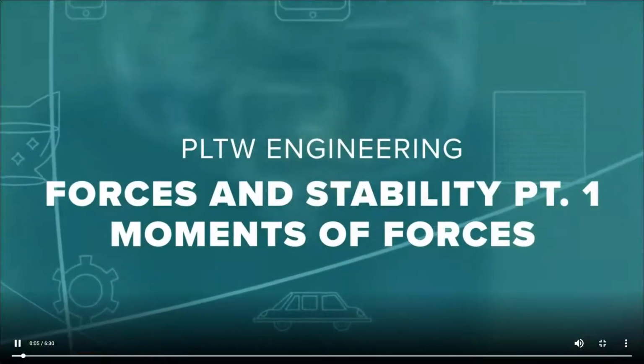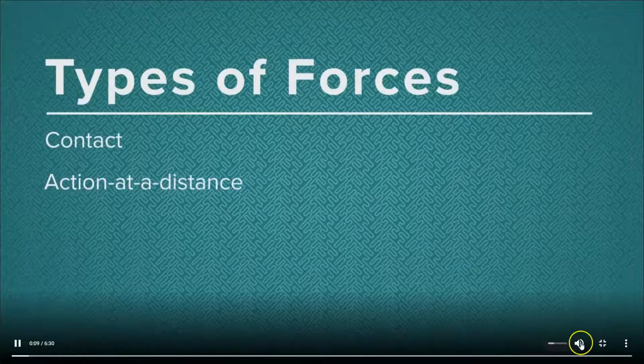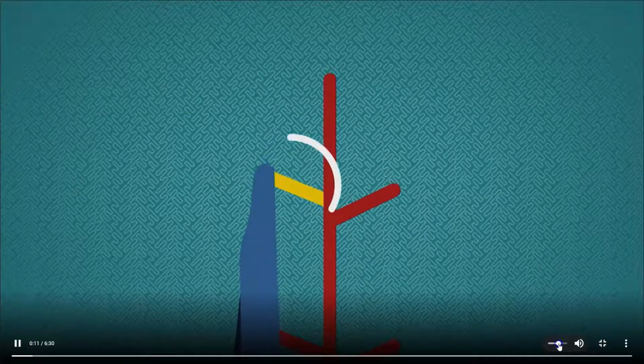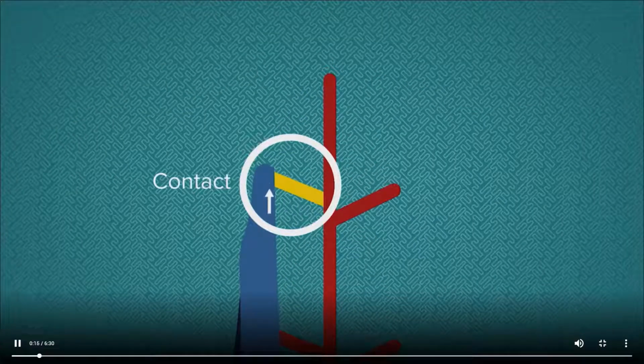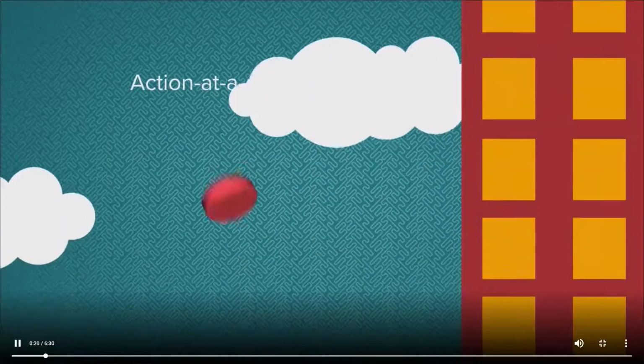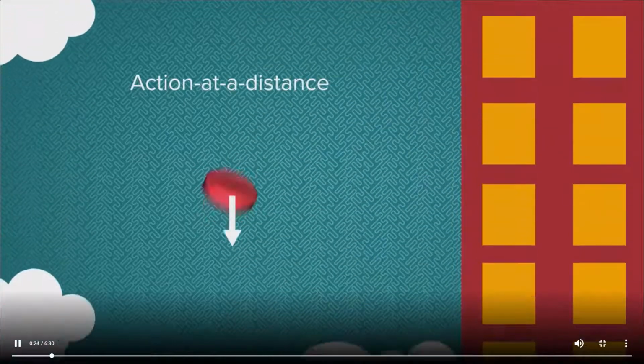There are two types of forces: contact forces and action at a distance forces. Contact forces result when two objects physically touch each other. If the objects don't touch, there's no contact force. Action at a distance forces result even when two interacting objects are not in physical contact.